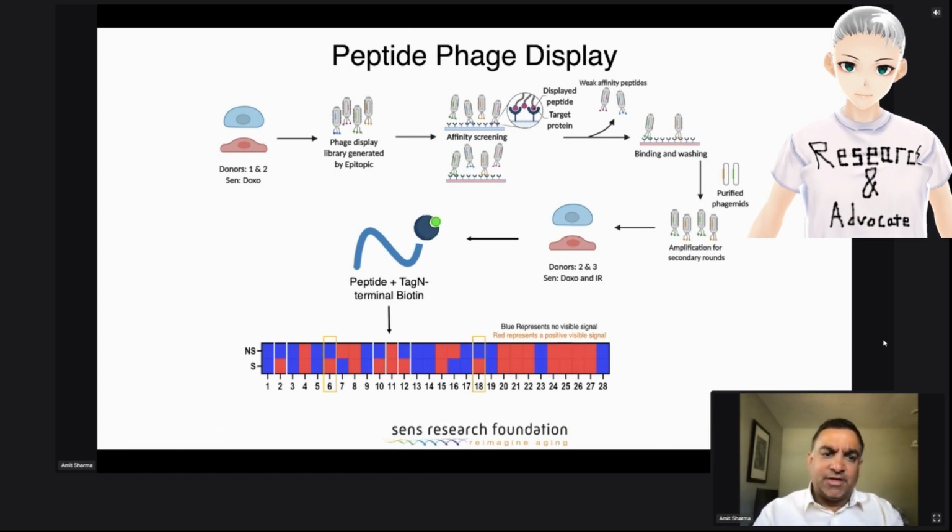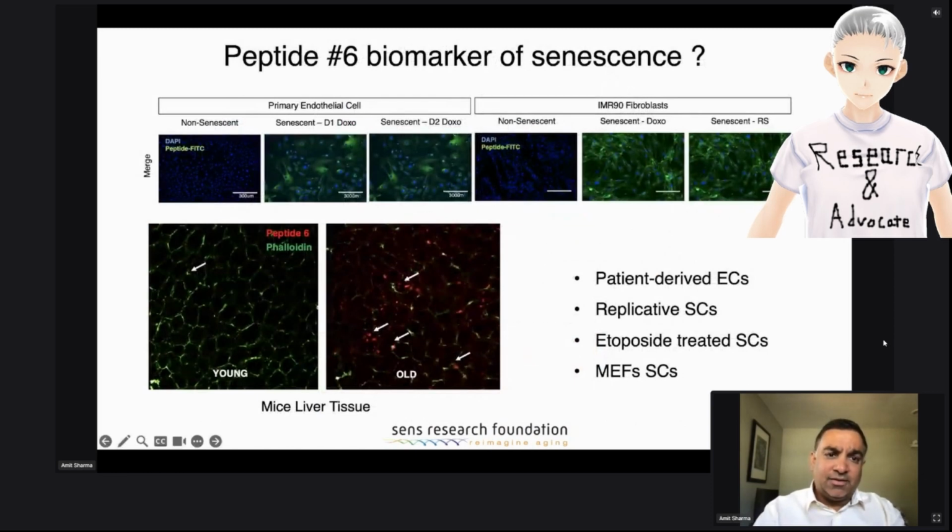We've confirmed these experiments later on in other models of senescence induction, in other cell types, in humans as well as in mouse. And we found peptide 6, for instance, is showing a strong binding in senescent cells derived from endothelial cells from two different donors here. We showed that this was also showing strong binding in senescent human IMR90 cells that were made senescent either by doxorubicin or by replicative senescence. We've confirmed it, like I said, in hepatocyte cells and mouse embryonic fibroblasts, so it's not limited to the species.